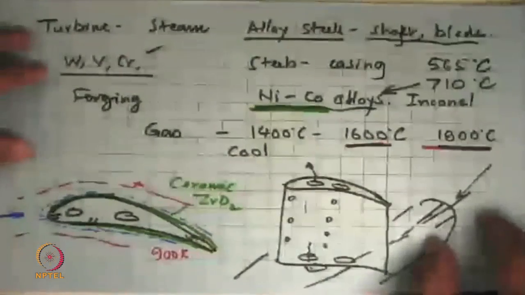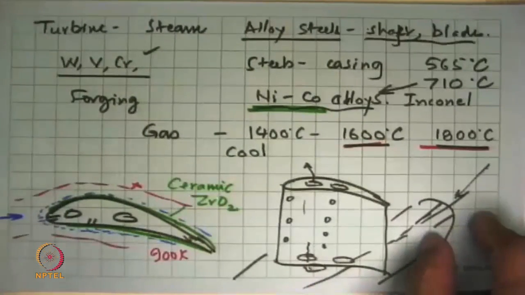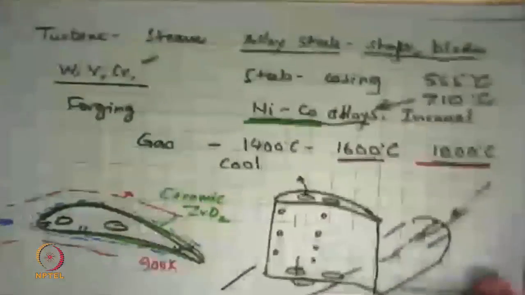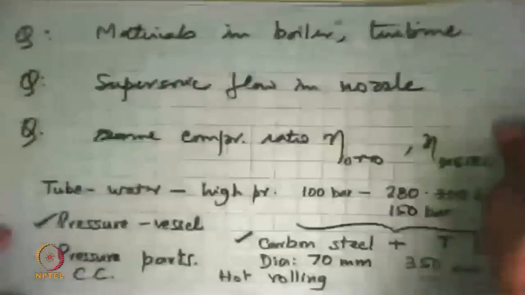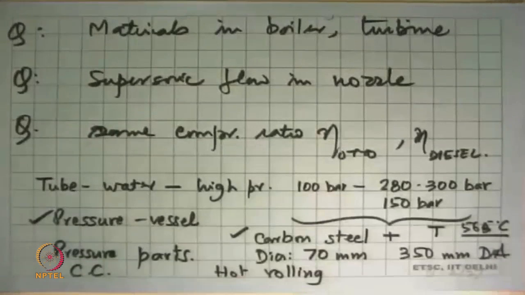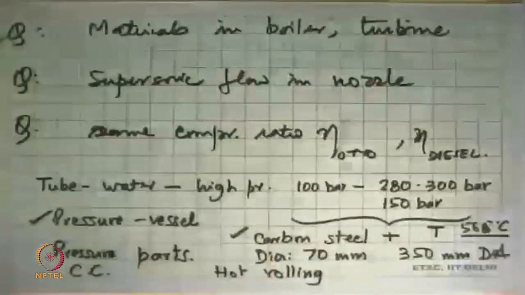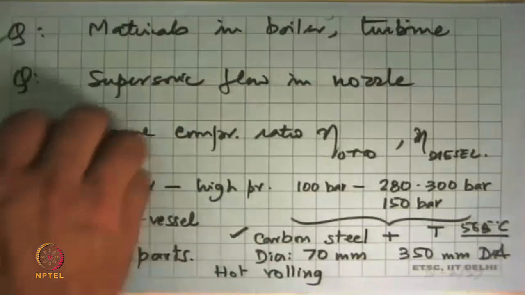So that's about blades used in turbines. That was one question. The next question was, what about supersonic flow in a nozzle? So this is what it is.